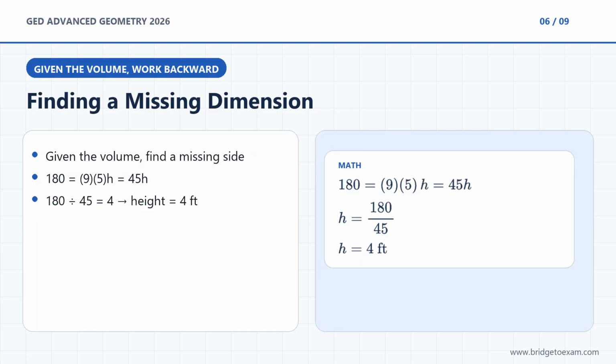Sometimes the GED gives you the volume and asks for a missing dimension. Substitute what you know, then divide. Suppose a box has a volume of 180 cubic feet, a length of 9, and a width of 5. Start with V equals LWH. 180 equals 9 times 5 times h, which is 45h. Divide both sides by 45. 180 divided by 45 is 4, so the height is 4 feet.